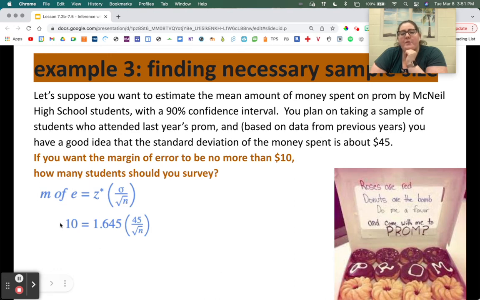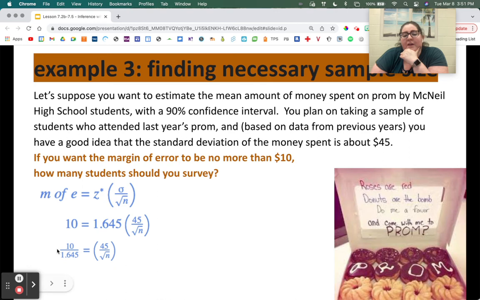So we know we want our margin of error to be no more than 10. I know a Z star for a 90% confidence interval is 1.645. Again, I could use inverse norm to figure that out on my calculator. I could also use a Z table or even a T table to find that number. And then 45 was our standard deviation from previous years. We plugged that in. So at this point, it's algebra.